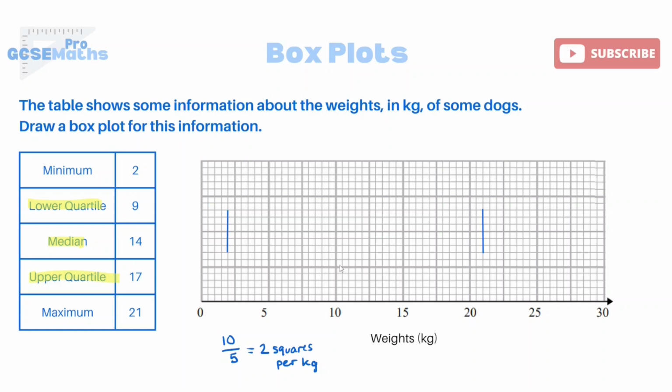So 9 would be 2 squares before 10, wouldn't it? So there. The median is then at 14, which again is another 2 squares before 15. And the upper quartile is at 17. So that is 4 squares after 15. So 1, 2, 3, 4 here. There we go. So I've drawn my 5 lines.